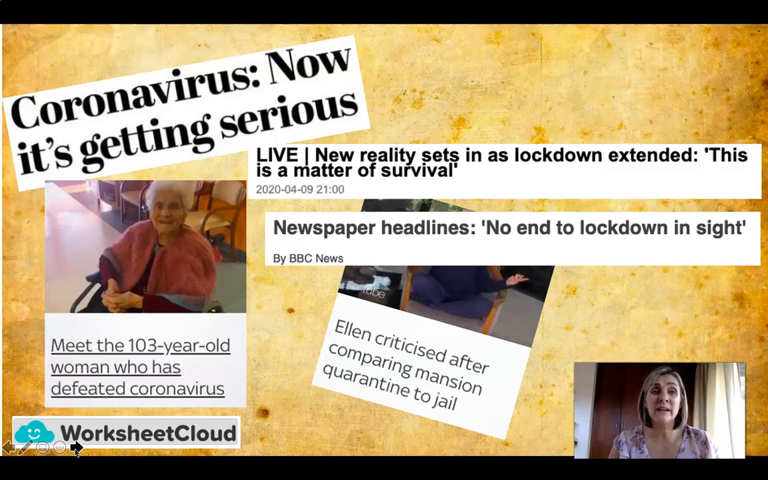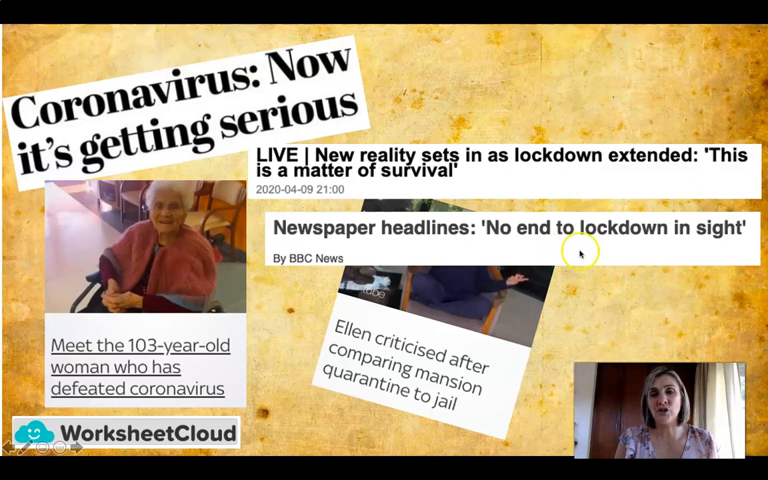An inspirational story. Apparently, as we've read in some of the articles, particularly very young children and very old people are susceptible to getting the disease and then not being able to survive it. So, lovely inspirational article. Live, new reality sets in as lockdown is extended. This is a matter of survival. So again, we'd want to know, perhaps this is not going to just change suddenly. It's a new reality for us. This is a matter of survival. How are we going to survive the next couple of weeks?